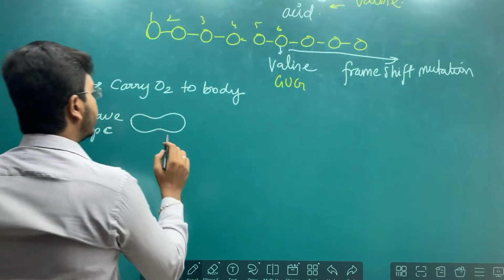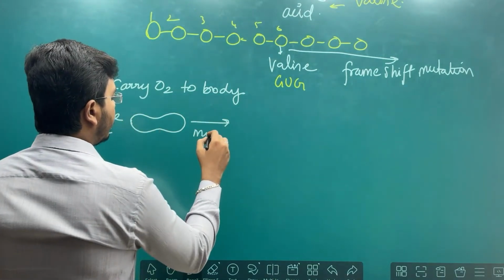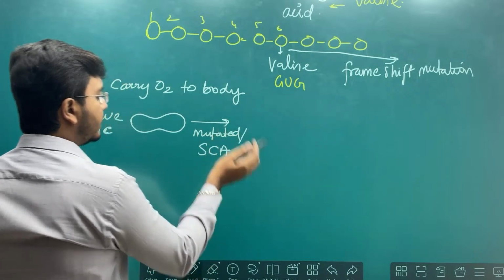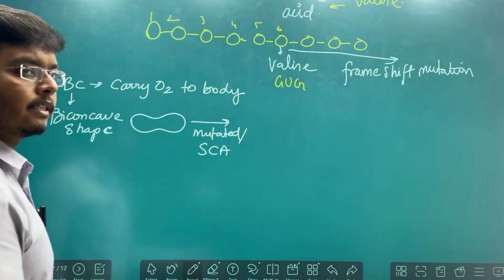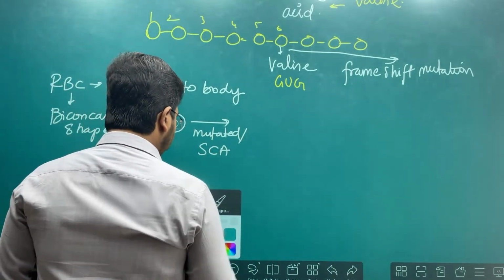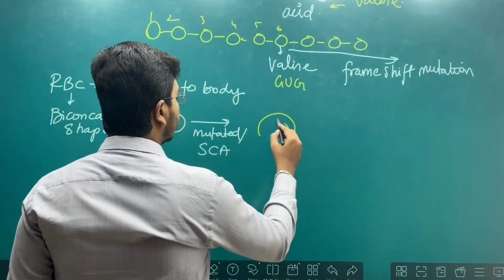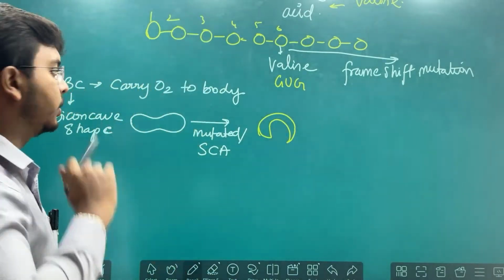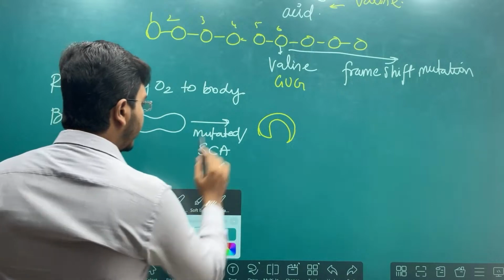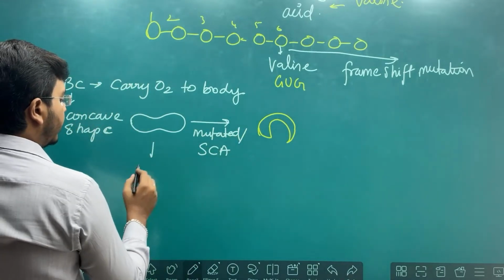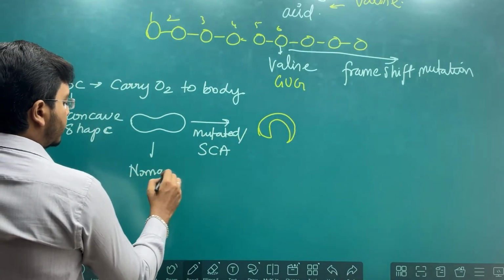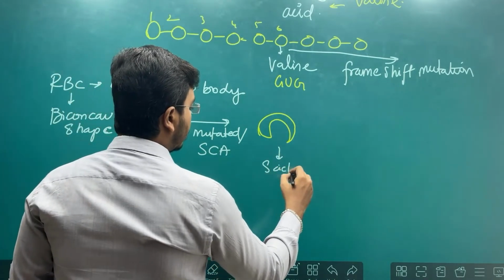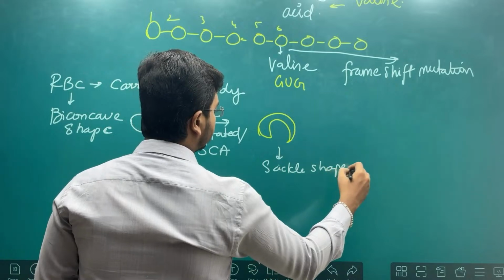If this biconcave shape gets mutated, or if sickle cell anemia affects the RBC, what does this RBC become? It becomes a sickle shape. Okay? So tell me, what is the difference between these two? These are normal RBCs. These are sickle shaped RBCs.